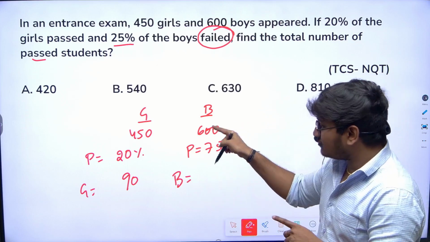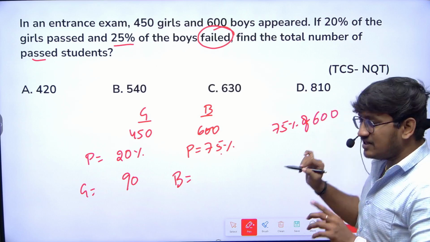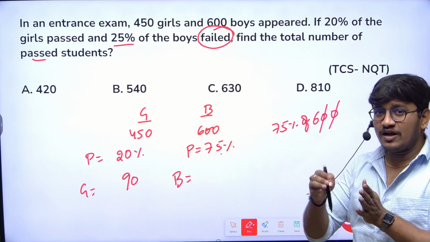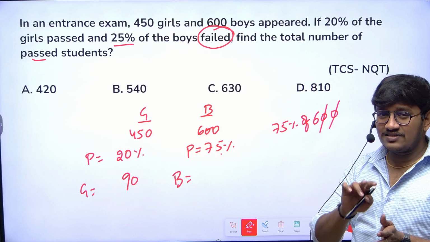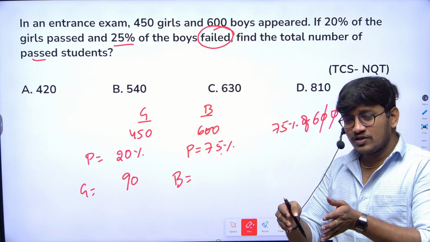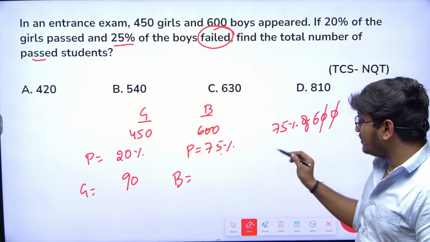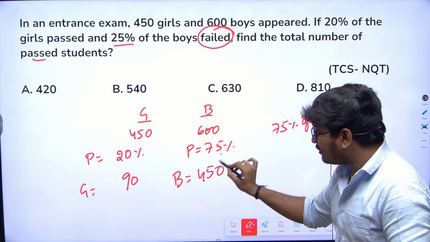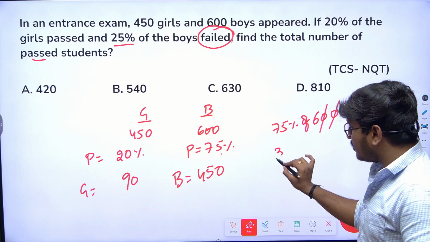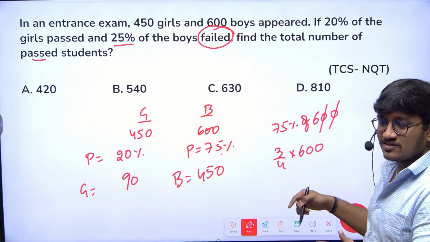For 75% of 600, the same logic works: the two 0s cancel, and it is 75 times 6. If you find it difficult to calculate 75 into 6, first calculate 75 into 2. 75 twos are 150. If you add one more 2, so 4 times, that is 300. One more 2 times, again 150. So it is 450, which is 75% of 600. Or you can also calculate that 75% is nothing but 3 by 4, so 3 by 4 times 600. It depends on your comfort.